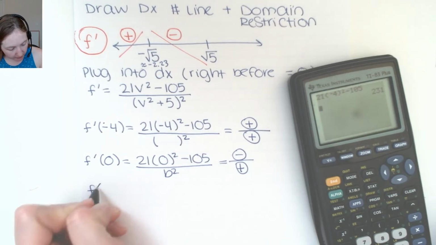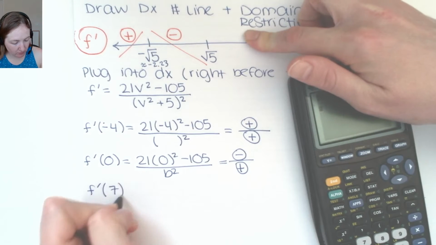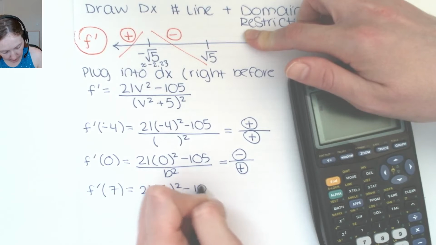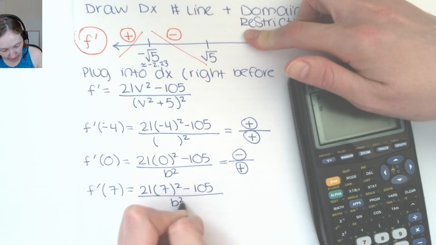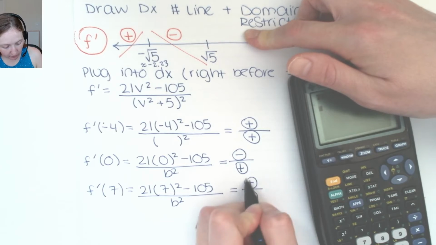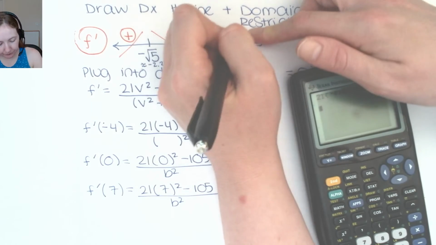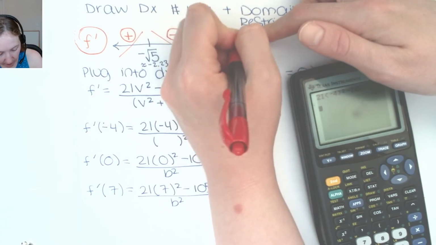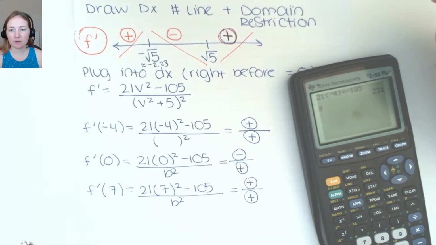And then plugging in maybe 7 for the last interval. Again, the v squared is positive, and I get that the numerator will evaluate out to a positive. So that positive is going to tell us that we're going up the hill.